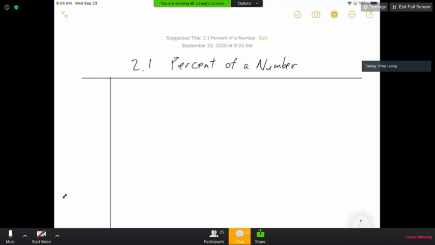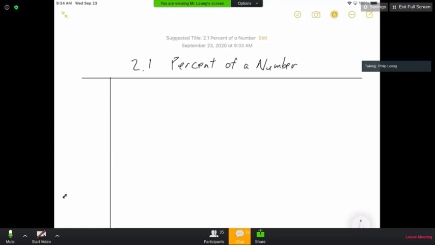Percent means per 100. Cent means 100. Think about it. There are 100 years in a century. There are 100 cents in a dollar. A centennial is a 100-year celebration. A centipede is said to have 100 legs, right? So that's what it means. Per cent means per 100.